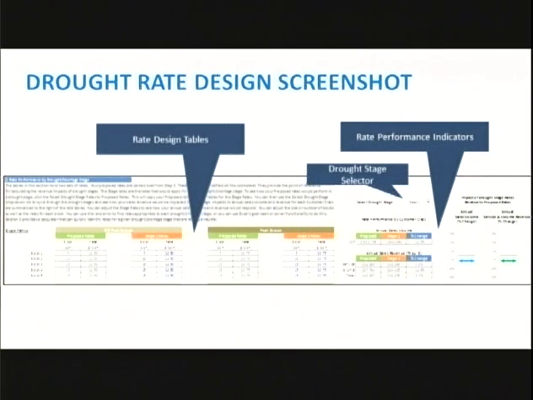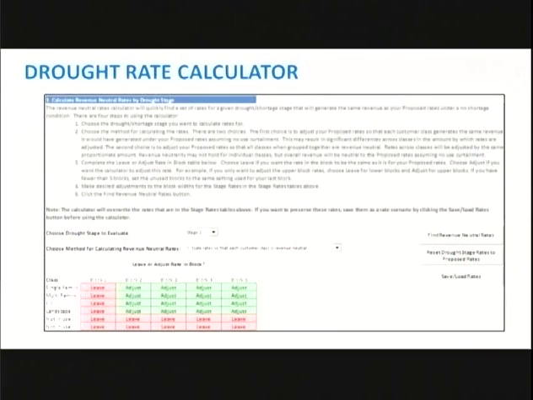This is a screenshot of the design table that the modeler would be using, where the model will present their current rate structure or their status quo rate, as well as allow them in these tables to design alternatives that they can immediately get feedback on from the indicators to the right on the tables that show how revenue and sales are changing within each customer class that they're modeling.